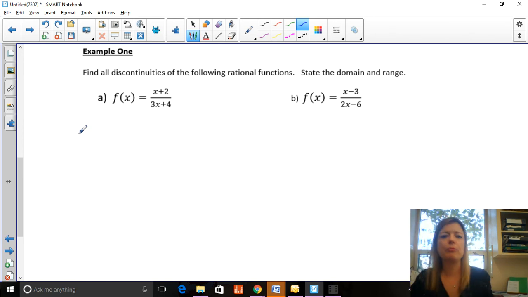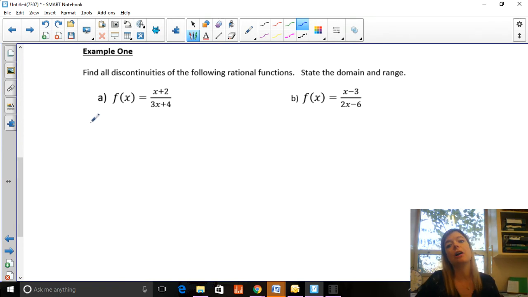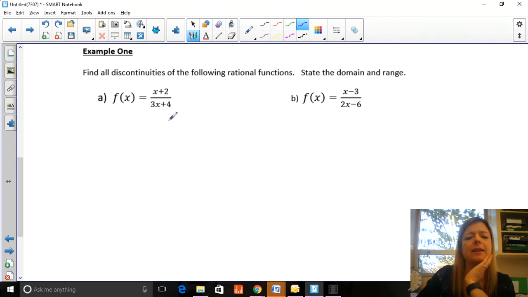Because you can't have an oblique and a horizontal asymptote. Okay, spoiler alert, oblique asymptotes only happen if the function is top heavy, so it's a higher degree on the top. And notice that these are both evenly balanced functions, so neither of them are going to have slant asymptotes.